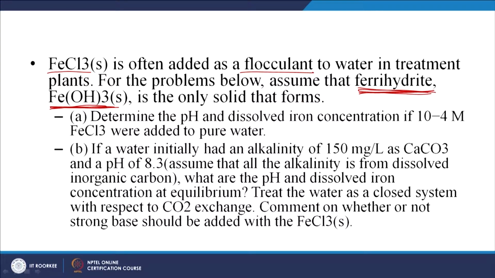First we are going to look at part A, which says: determine the pH and also the dissolved iron concentration if initially 10 power minus 4 molar of FeCl3 is added. So first let's try to understand the system. You have water and you are adding FeCl3 such that the initial concentration would have been 10 power minus 4 molar.